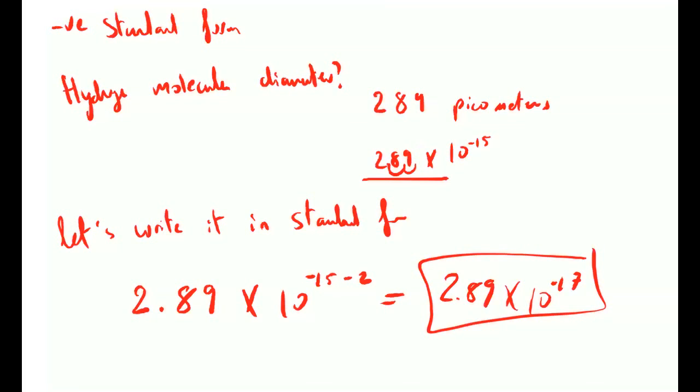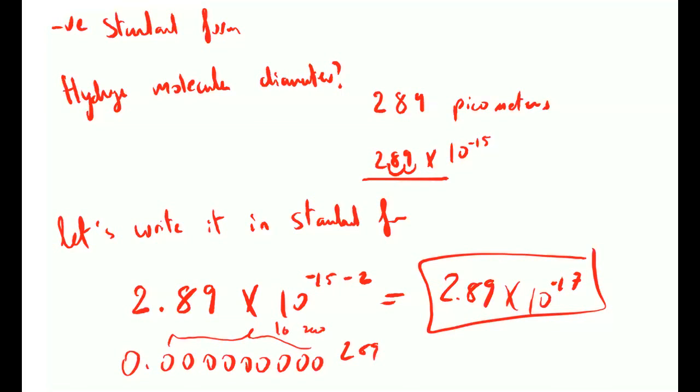So let me continue. It's much easier to write it like that instead of writing 0.00000000000, 16 zeros, then 289, you know? It's way easier to write it like that, right?